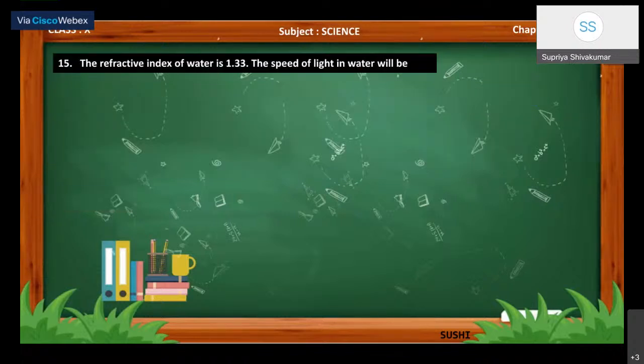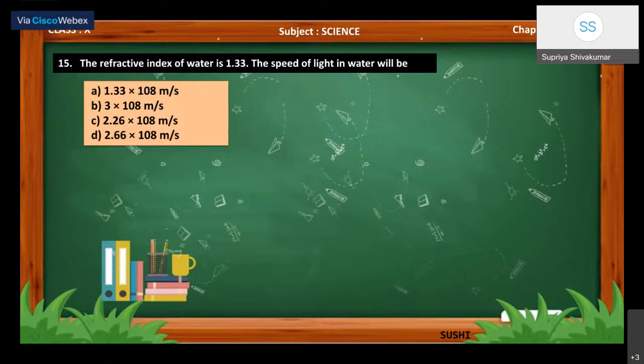We shall go for the next question, 15. The refractive index of water is 1.33. The speed of light in water will be. So this is a question which I said that it is based on absolute refractive index. Can you calculate and just directly say me the answer without seeing the option? So take the speed of light in vacuum to be 3 × 10⁸ meter per second. And take a refractive index n is equal to 1.33. Okay, so let me check out the options. 1.33, 3, 2.06, 2.66. So which is the right option? Option C, ma'am. Option C, very good. So the answer is option C.